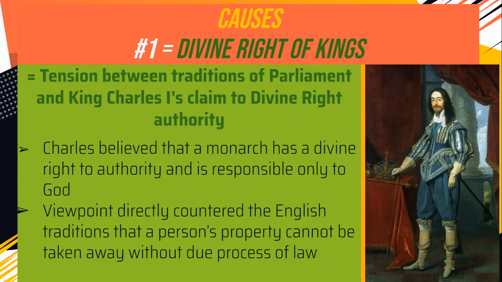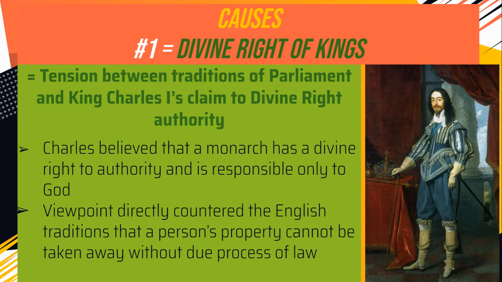So let's start with cause number one, which is the divine right of kings. This is going to be the tension that's created between the traditions of Parliament and King Charles I's claim to divine right authority. So Charles, thanks to his dad, James, as mentioned in the previous slide, believed that a monarch has a divine right to authority and is responsible only to God. His dad is quoted by saying, "There are no privileges and immunities which can stand against a divinely appointed king," which really sums up their belief.